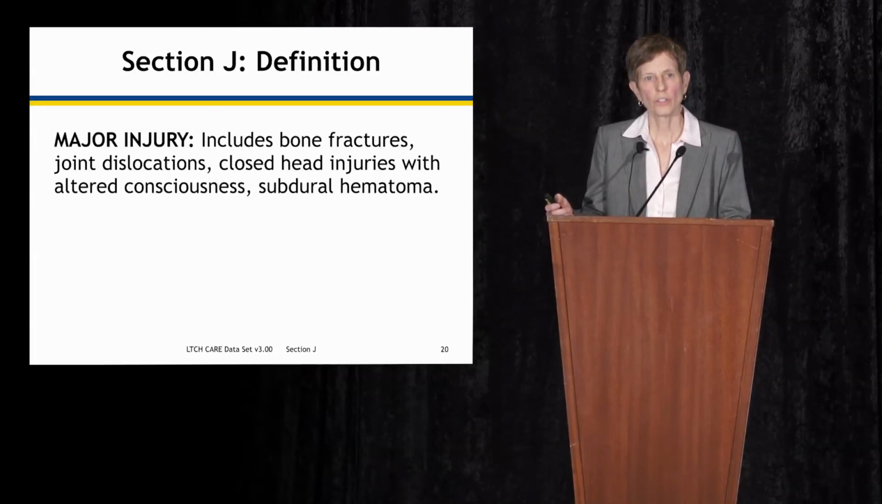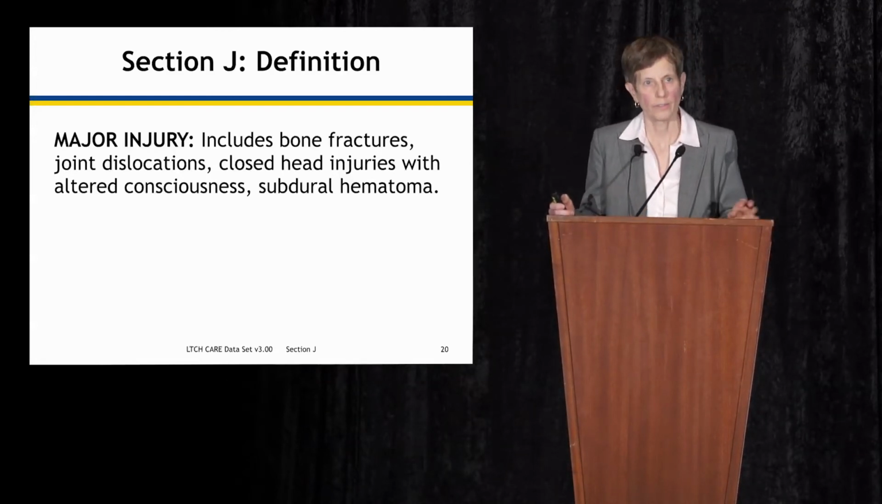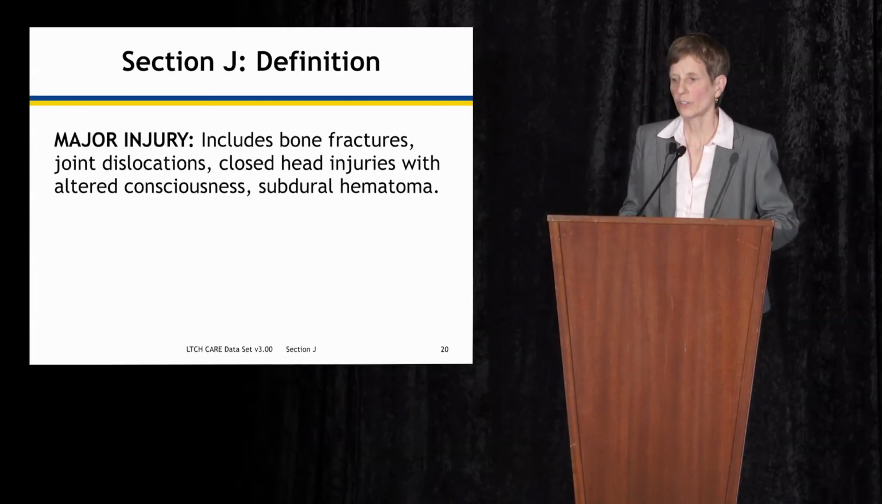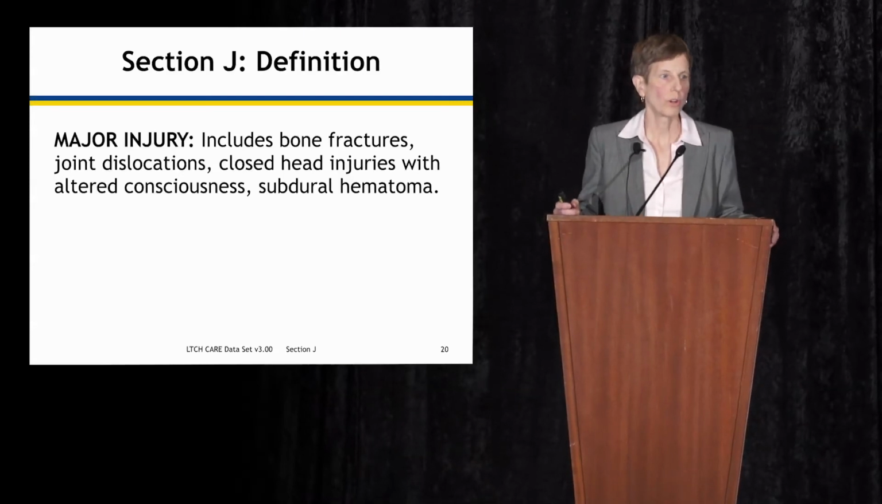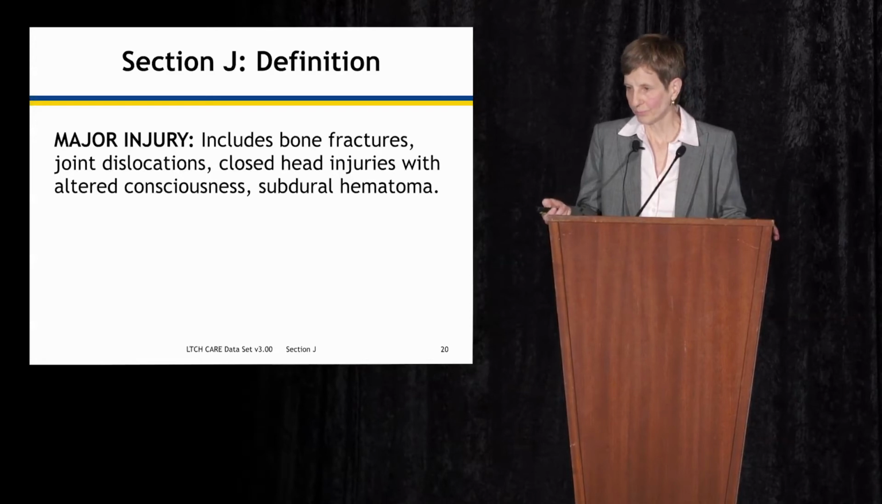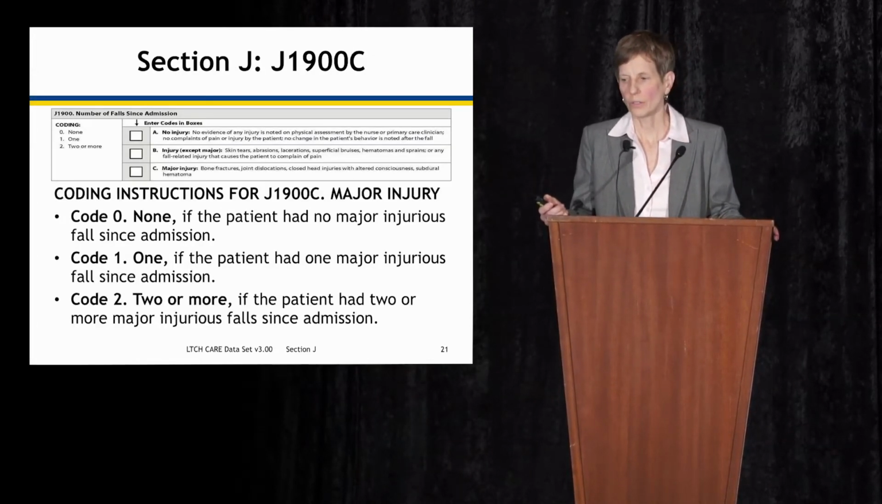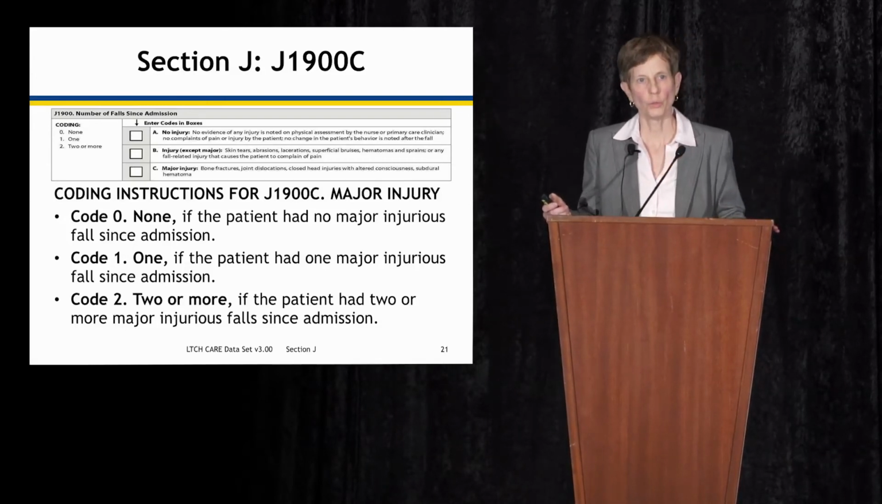So the last definition here, for J1900C, is major injury. The definition of a major injury includes bone fractures, joint dislocations, closed head injuries with altered consciousness, and subdural hematoma. Coding instructions are the same: 0 for none, 1 for 1, and 2 for 2 or more.